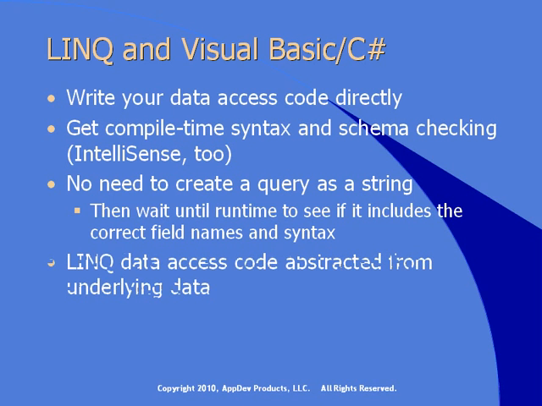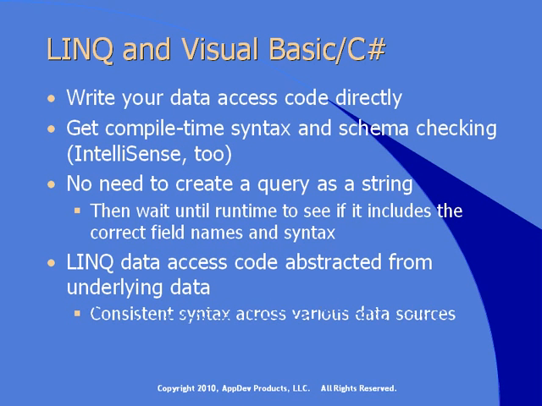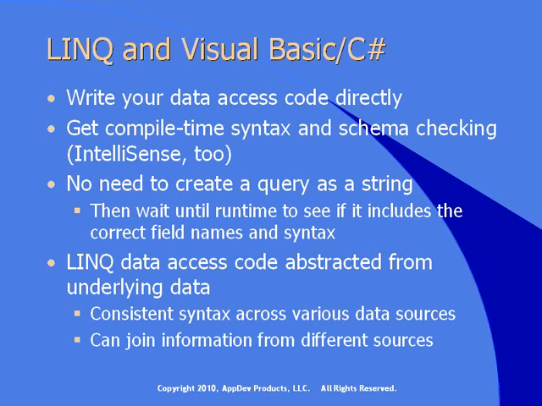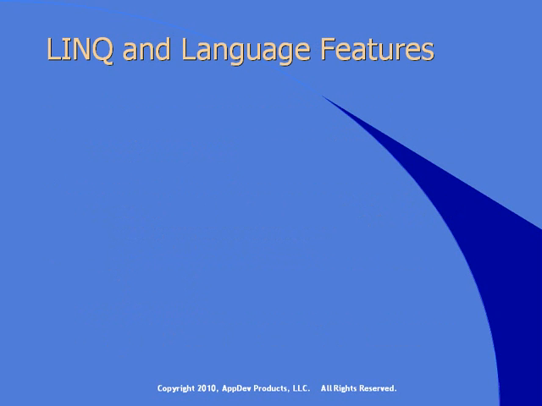Instead, the LINQ data access code is abstracted from the underlying data. You get a consistent syntax across all different data sources. LINQ looks like LINQ no matter where you use it, and you can join information from different sources. Basically, LINQ makes it much easier for you to create queries in your code. In order for LINQ to work with languages and their built-in features, there are some required language changes. We'll look at all of these as we work through LINQ examples.